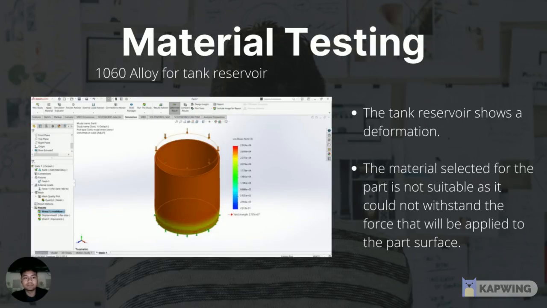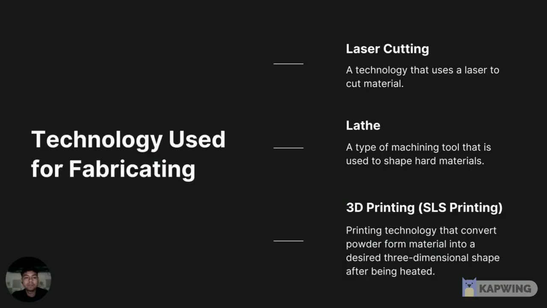Next, in material testing, I use 1060 alloy for the tank reservoir. This is just for the testing on one part, and the tank reservoir shows a deformation. The material selected for the part is not suitable as it could not withstand the force that will be applied to the part surface. Next is the technology used for fabricating.